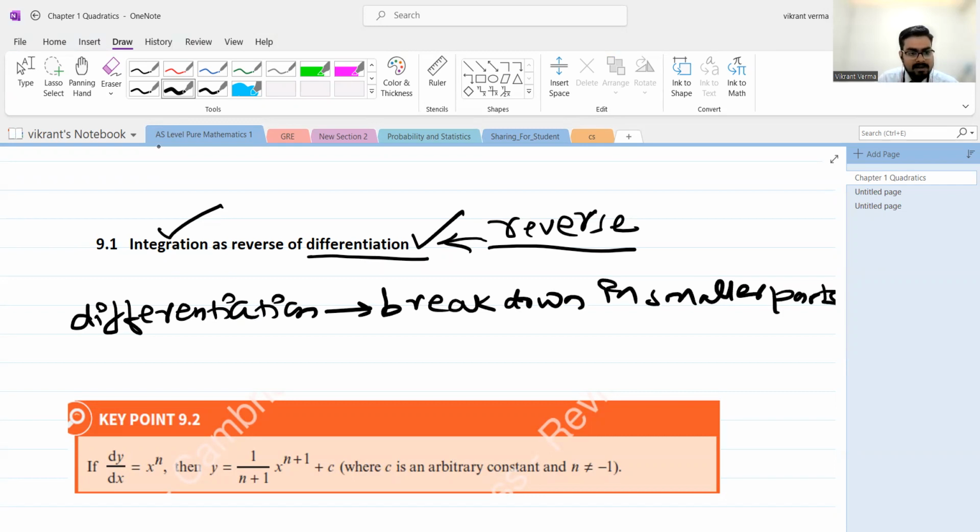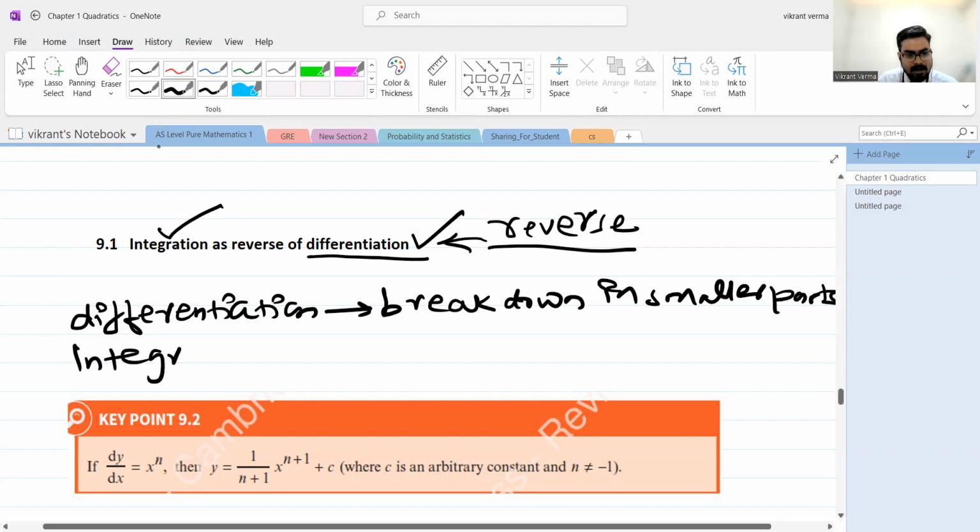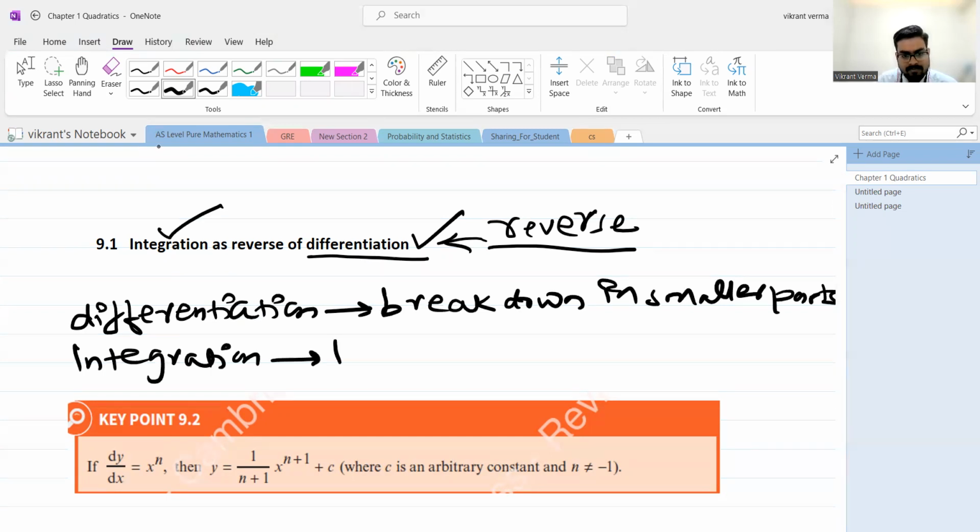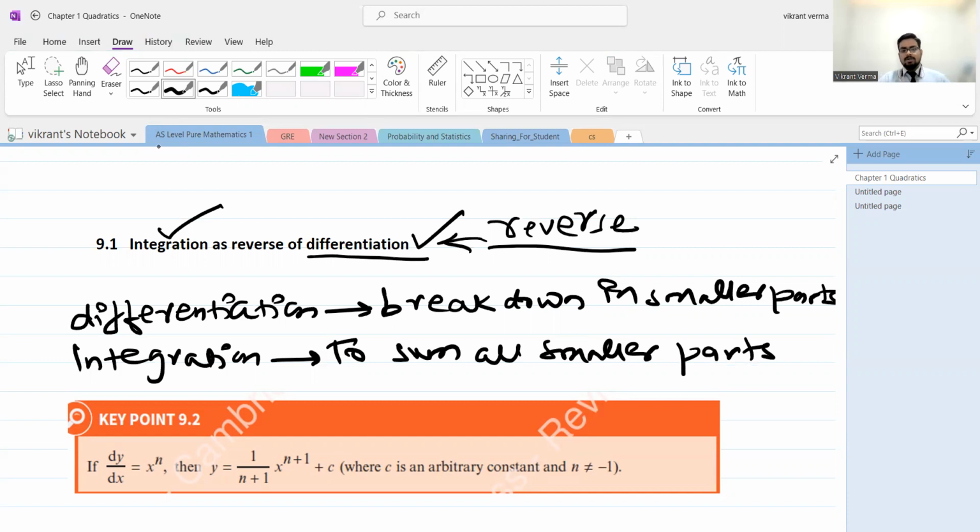Okay, and the meaning of integration is just opposite of this. The meaning of integration is to sum, to take the summation. Okay, to sum all smaller parts.